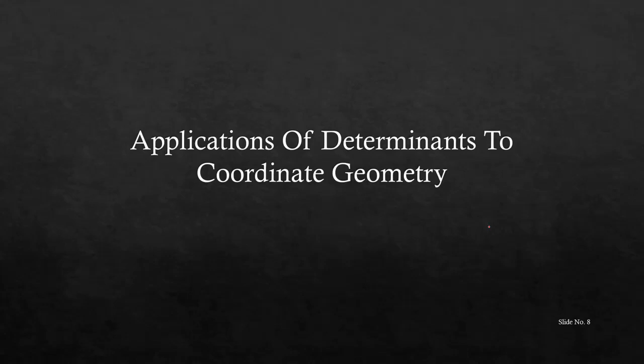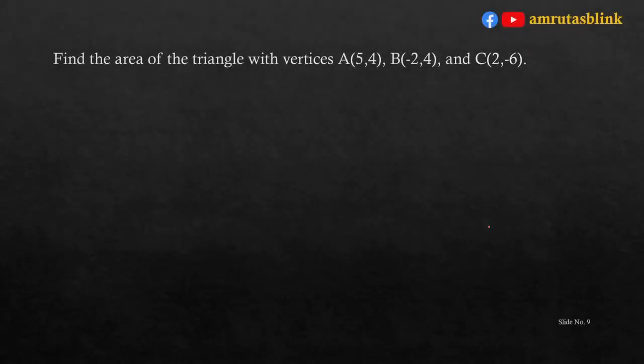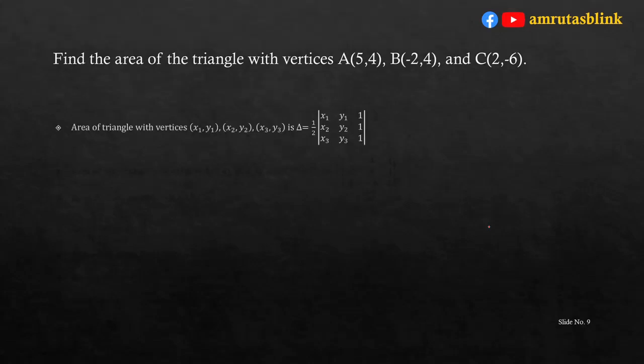Now we will see word problems, that is applications of determinants to coordinate geometry. Find the area of triangle with vertices A (5, 4), B (minus 2, 4) and C (2, minus 6). Now we know that area of a triangle with vertices (x1, y1), (x2, y2) and (x3, y3) is given by the formula delta is equal to 1 by 2 into determinant x1 y1 1, x2 y2 1 and x3 y3 1.